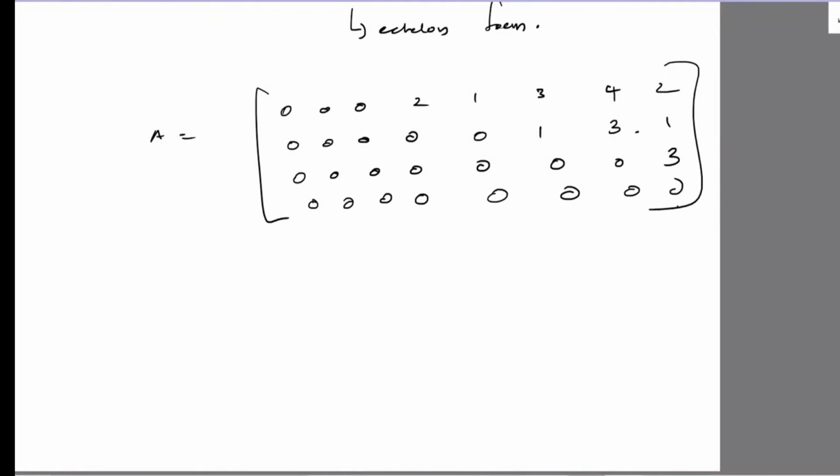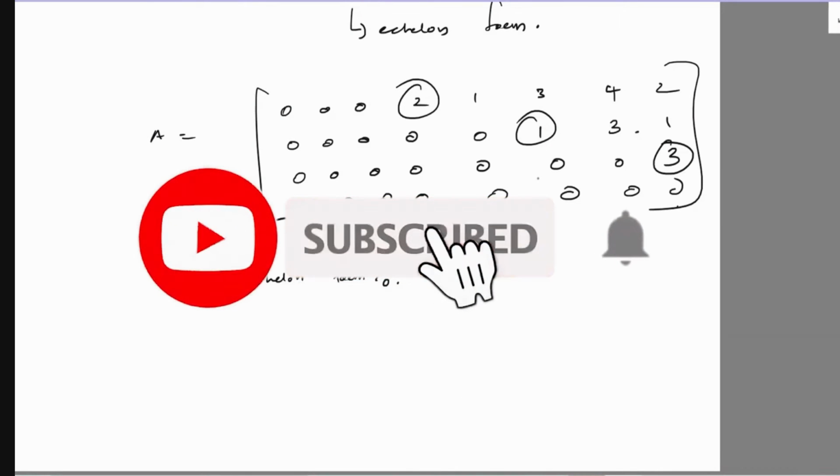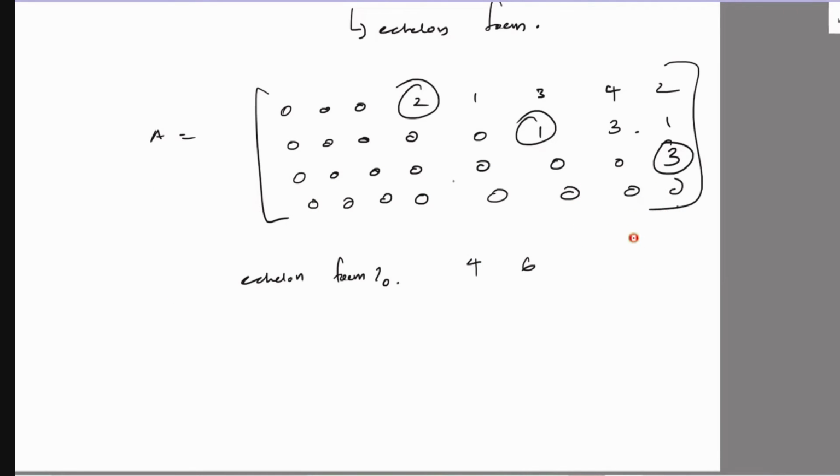Is it in echelon form? Yes, it is in echelon form. You can see that the positions of the leading coefficients are 4, then the position of the second leading coefficient is 6, and the third leading coefficient is at position 8. That is 4, 6, 8, which is in increasing order. So this matrix is in echelon form.